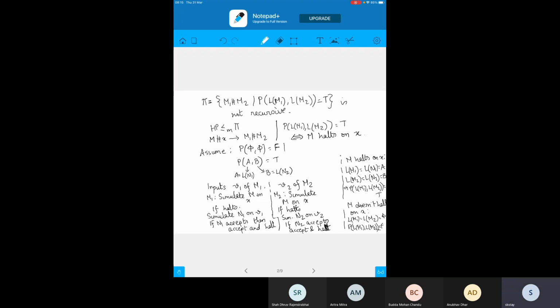And as I said, if this was the opposite way around, then we would have to give a reduction from not of HP.